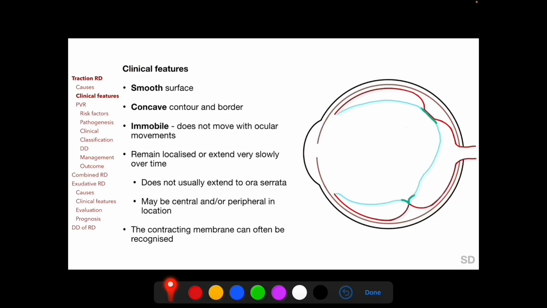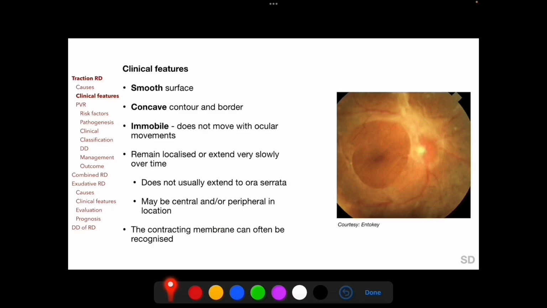The surface of the retina in TRD is smooth in contrast to the corrugated appearance of the surface of a rhegmatogenous retinal detachment, has a concave contour in contrast to the convex contour of rhegmatogenous retinal detachment, and is immobile, that is, it does not move with ocular movements, unlike a rhegmatogenous retinal detachment which undulates with ocular movements. A TRD usually remains localized or progresses very slowly over time and does not usually extend to the ora serrata, and the contracting membrane causing the TRD can often be recognized on fundus examination as seen here in this clinical photograph.